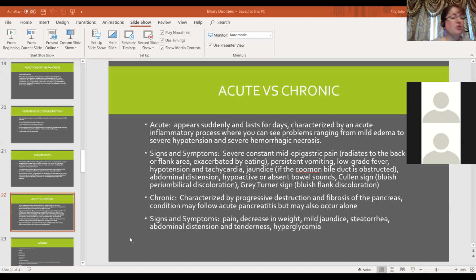So going back to that Turner's and Cullen's sign stuff, this is a seepage of blood-stained exudates into the tissue as a result of pancreatic enzyme actions. So again, it looks like bruising. It takes about 24 to 48 hours to develop those signs of Gray Turner's. These can help you predict a severe attack of acute pancreatitis. It can also show you that maybe you have something really severe going on, like a retroperitoneal bleed. So anytime you would see that, obviously they would do some imaging studies to make sure nothing more serious was happening.